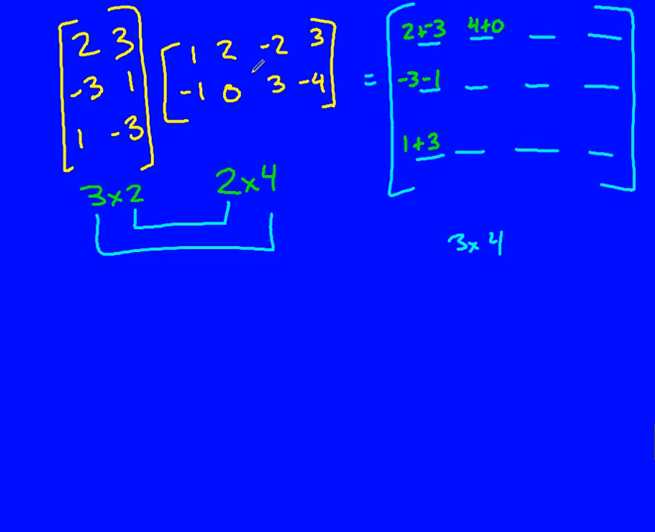And this next guy, I'm going to have second row, second column. So negative 3, 1, and 2, 0. Negative 3 times 2 is negative 6. 1 times 0 is 0.